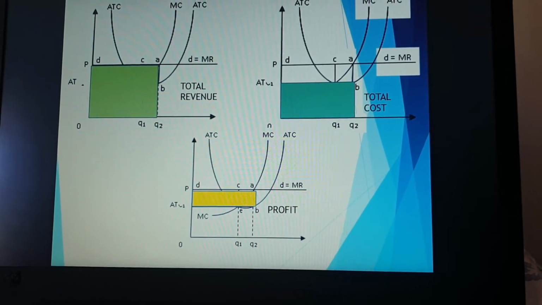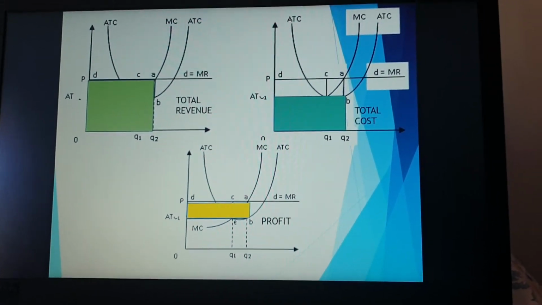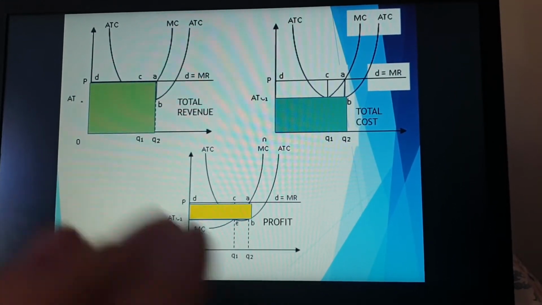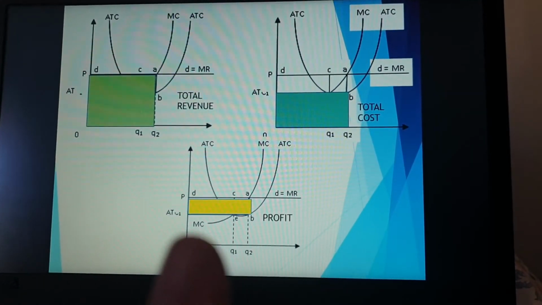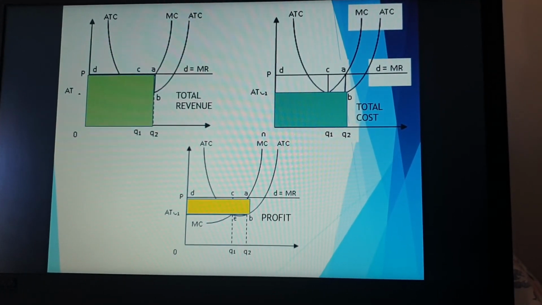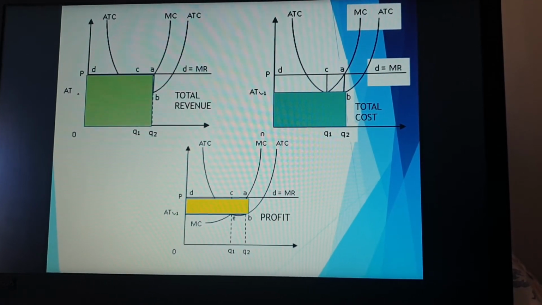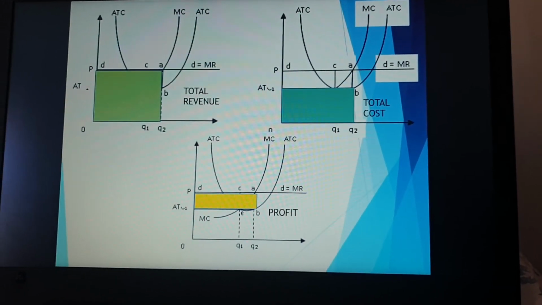If you are not 100% with me, if you don't understand what we mean by total revenue, total cost, profit or loss on the graph, but if you follow it step by step, you will be able to do it, believe me.